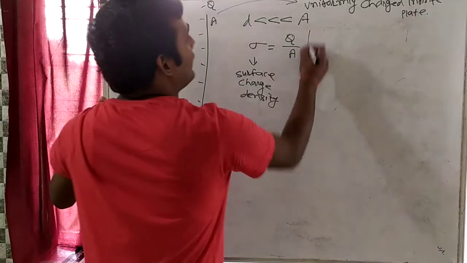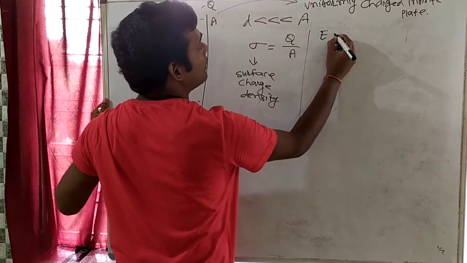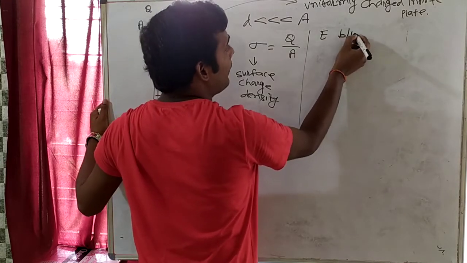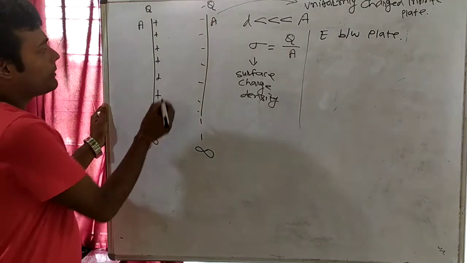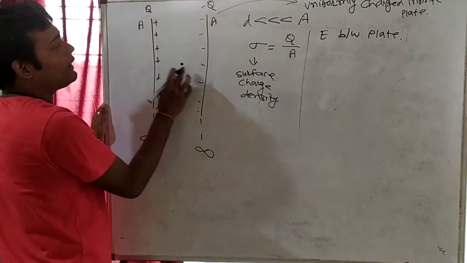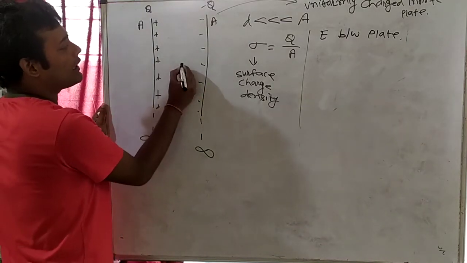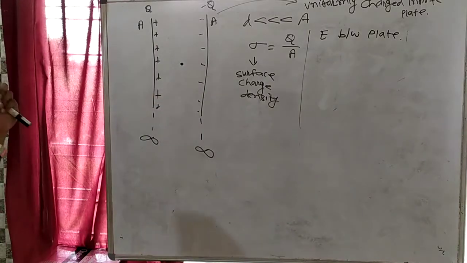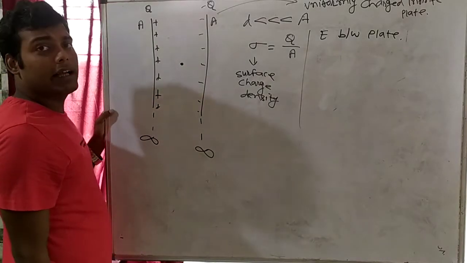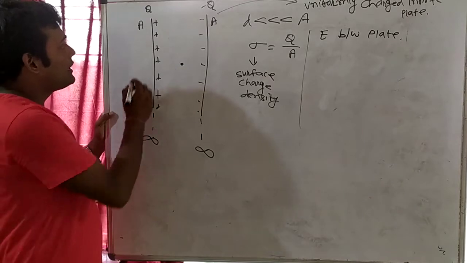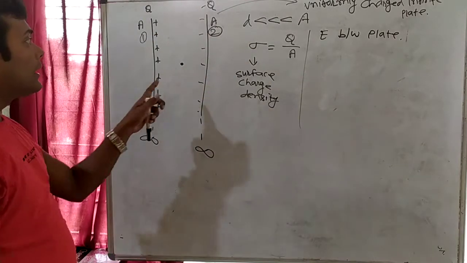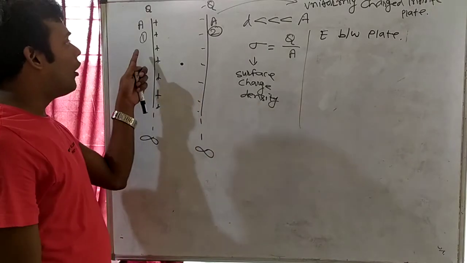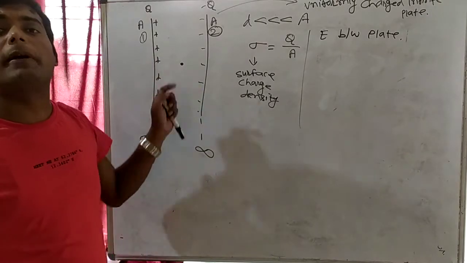Now if we find the electric field between the plates, E between the plates. Can we find the electric field between the plates? That means between this plate and this plate, in the midpoint. What will be the electric field? So what will be the direction of the electric field? Tell me. Let's say this is the first plate and this is the second plate. What will be the direction of the electric field at this point due to the first plate?